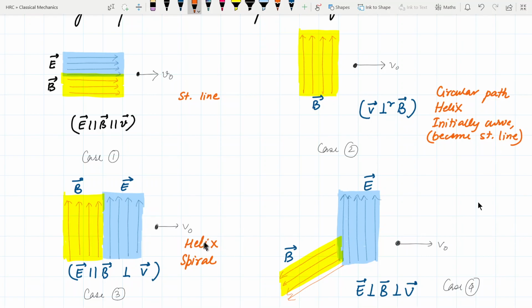Okay, fine. I'm not telling you the answers right now. We will solve these questions in detail. I'm just asking you what you think before you even start solving them. What does your intuition tell you? Does anybody else think it's going to be something other than a helix or a spiral in case number 3?